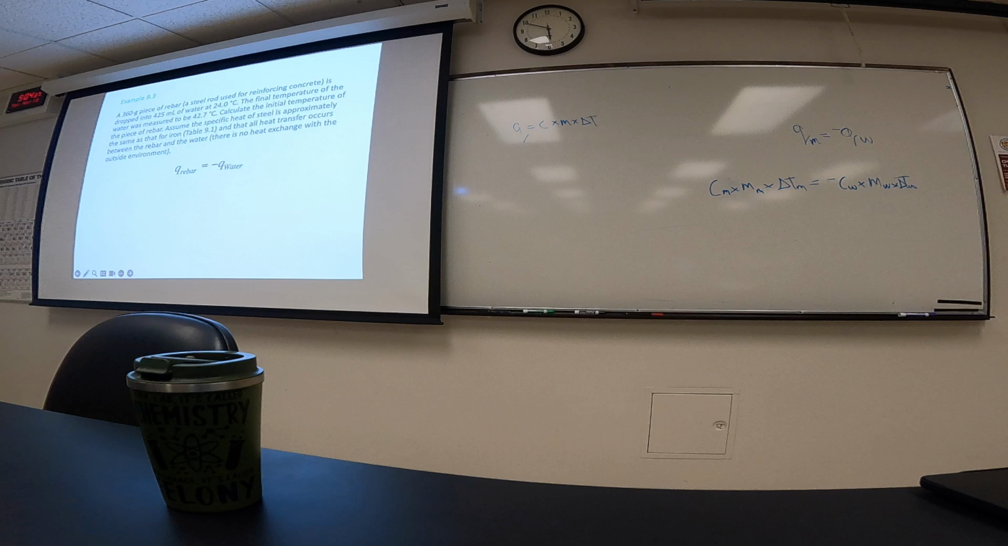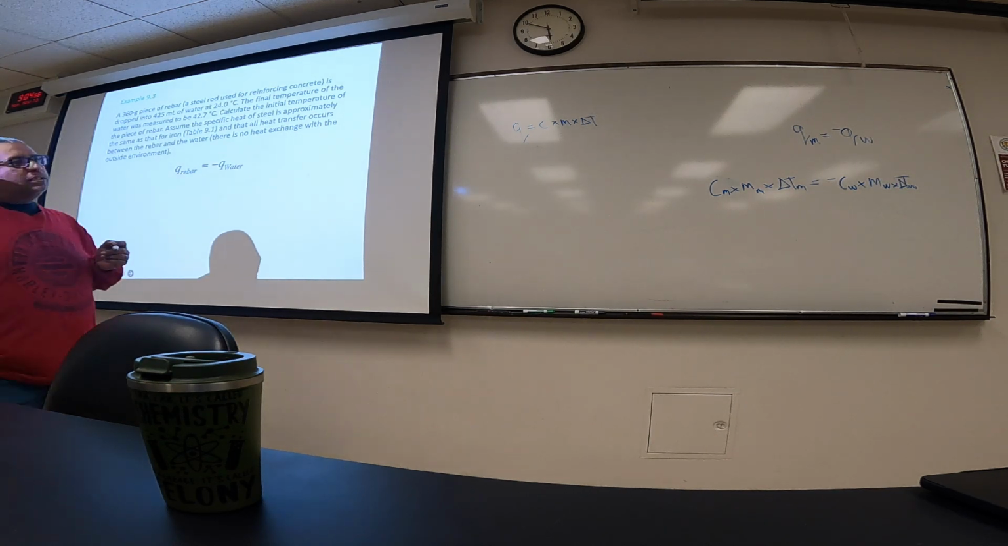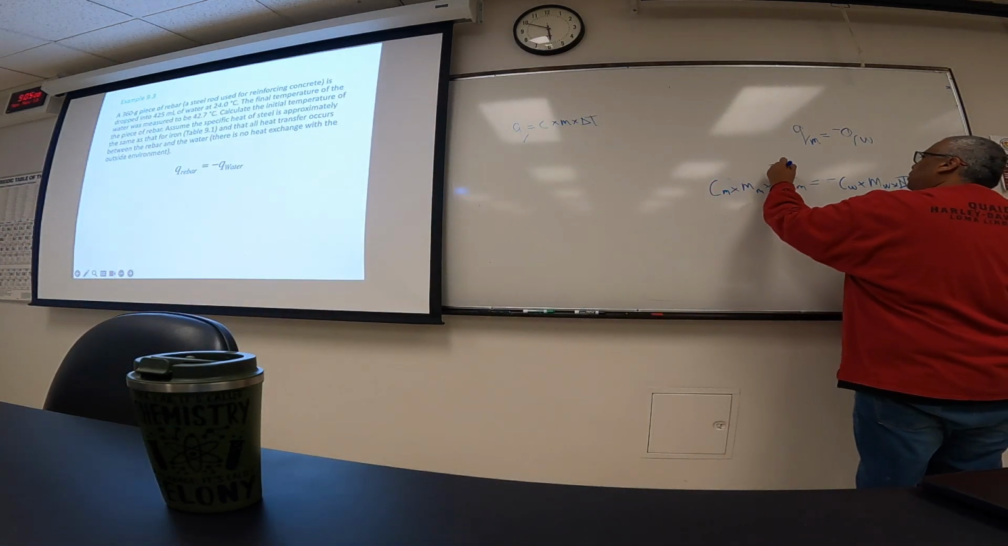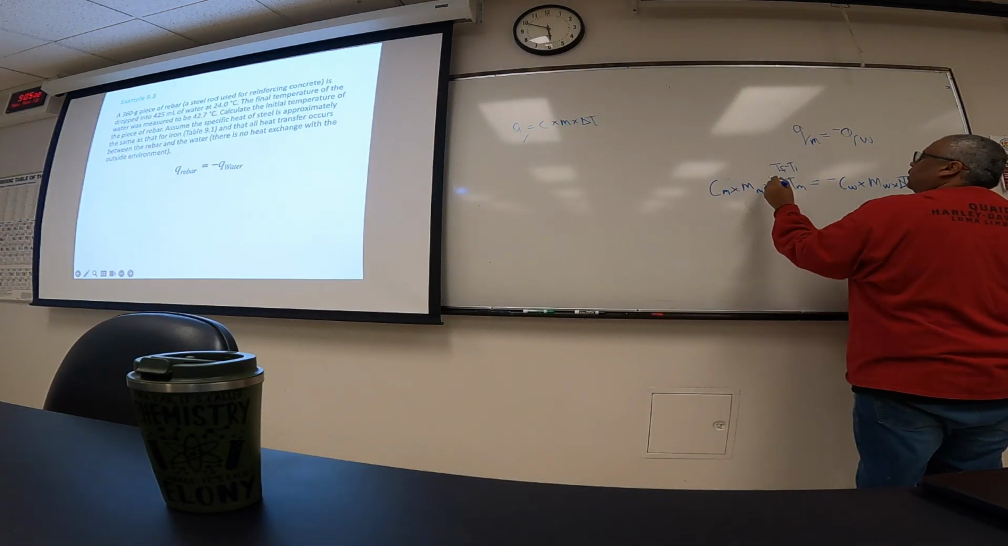So a 360 gram piece of rebar, steel rods used for reinforcing concrete, is dropped into 425 mL of water at 24 degrees Celsius. The final temperature of the water was measured to be 42.7 degrees. Calculate the initial temperature of the rebar. So we need the initial temperature of the rebar. So this is temperature final minus temperature initial.